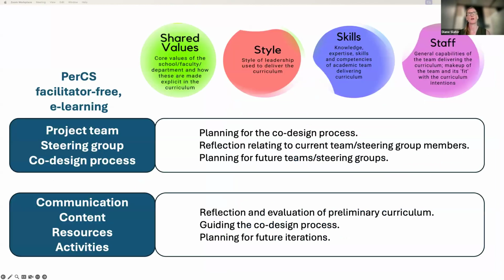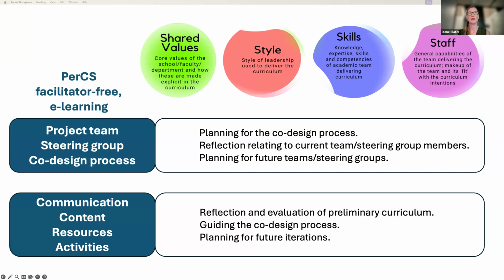The other 4 remaining domains of the 7 S's, we need to do a bit more work to adapt the definitions to the PERCS facilitator-free e-learning context. So as you can see, a lot of the definitions used within the person-centered curriculum framework refer to the organization and the people responsible for the education provision. So we can think about that in relation to the project team, the steering group, and the people who are involved in the co-design process.